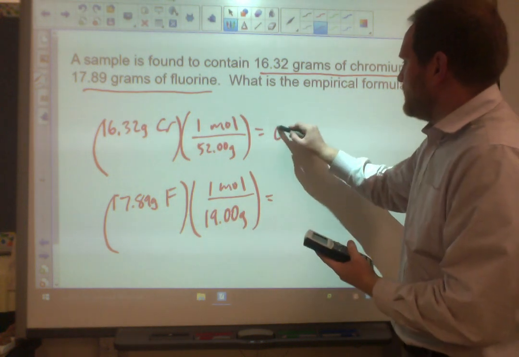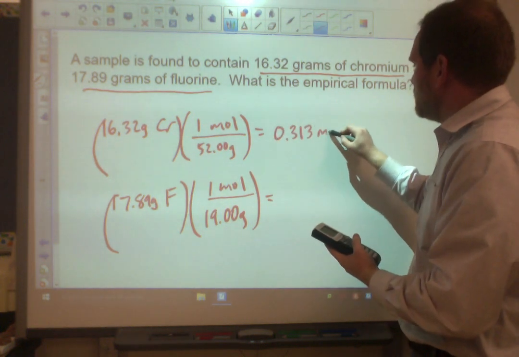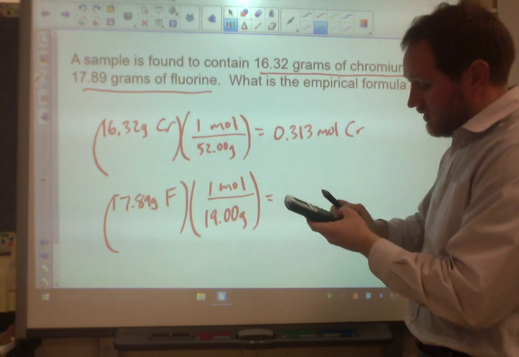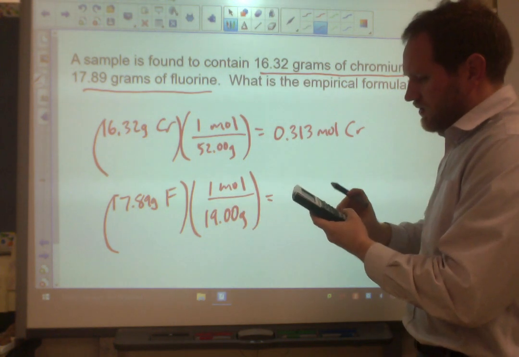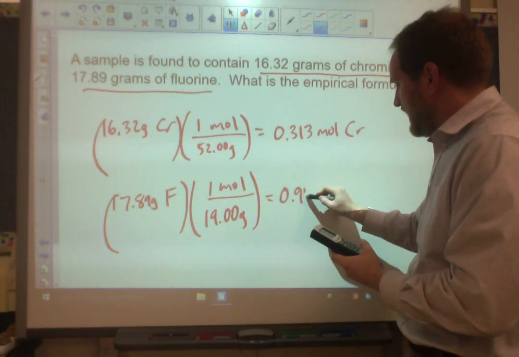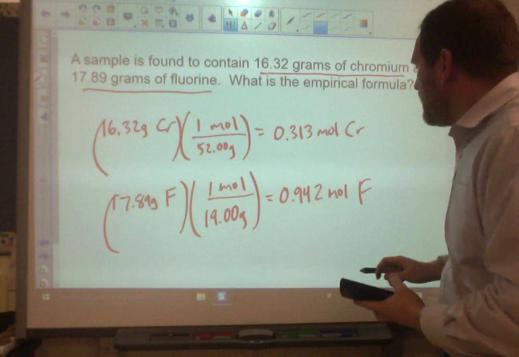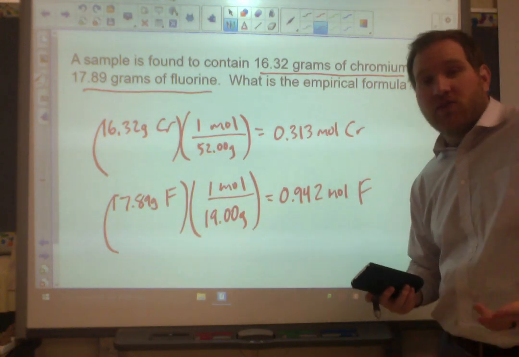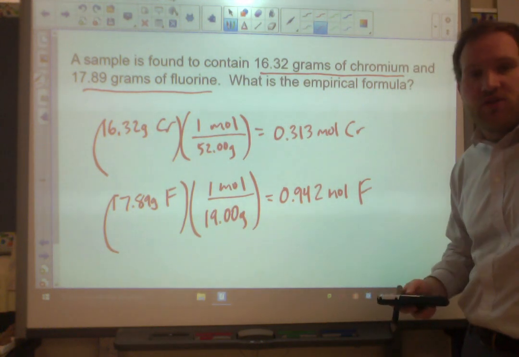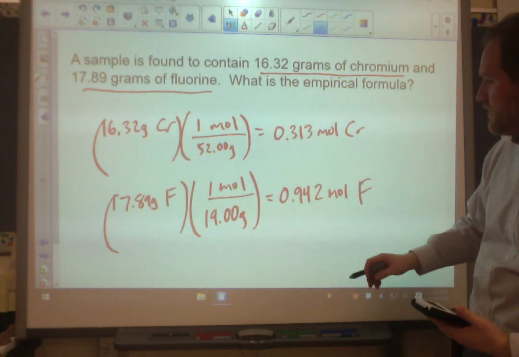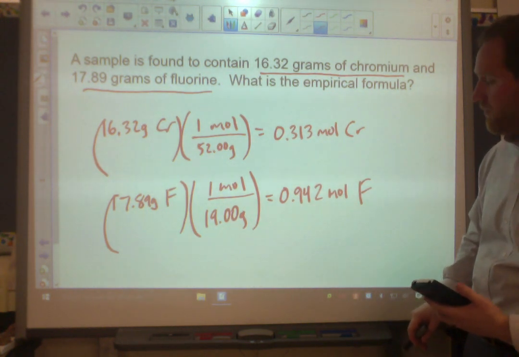So up here I got 0.313 moles of chromium, and down here I got 0.942 moles of fluorine. And you're going to look for a pattern. If you see the pattern, if it's obvious and if it's clear, then you're done. 0.313, 0.942, I can tell that's pretty much exactly 3 to 1.